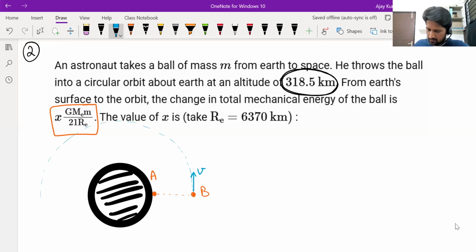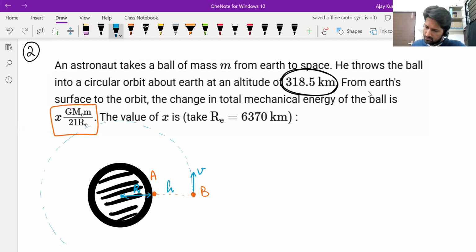Okay. And what all have they given? They have given the height to which it is taken. So this height is known. Radius of Earth they have given. So if you know radius and height, you know the total distance to which the ball is taken.